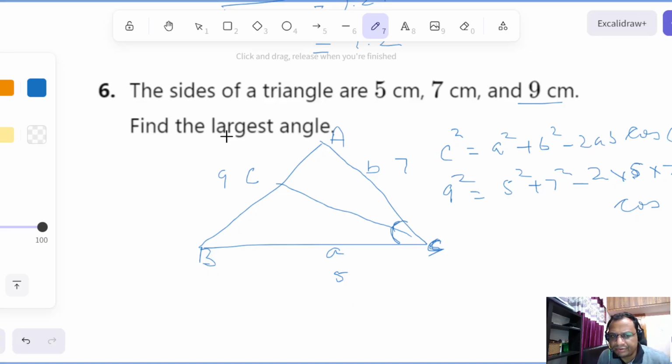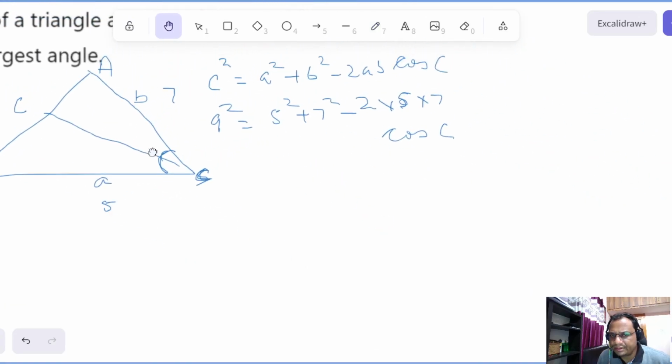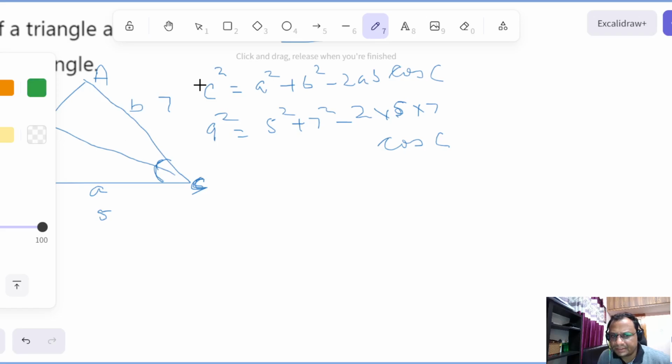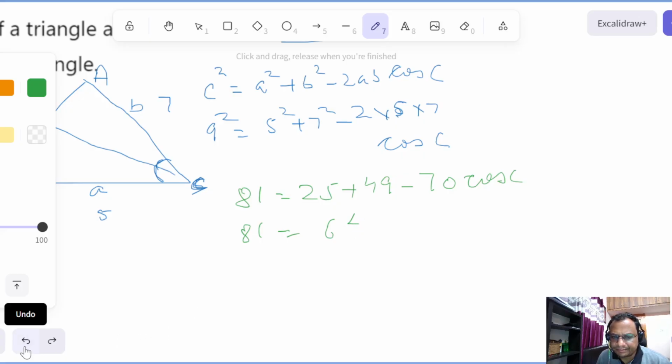The 9 square comes out to be 81. This 81 equals 25 plus 49 minus 2 times 5 is 10, 70, 70 cos C. So 25 plus 49 we need to add up. So that will come out to be 74. So 74 minus 70 cos of C.